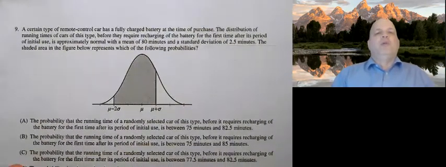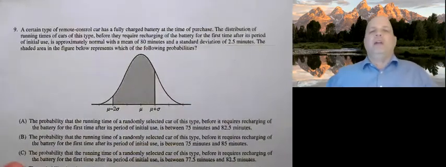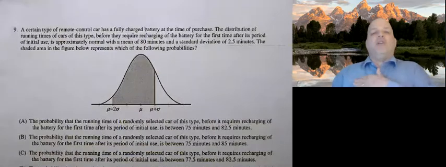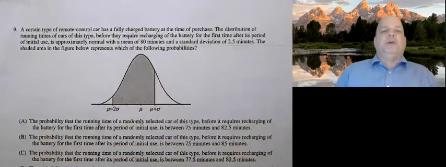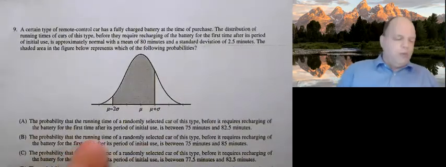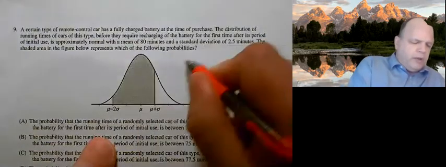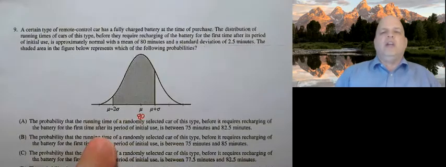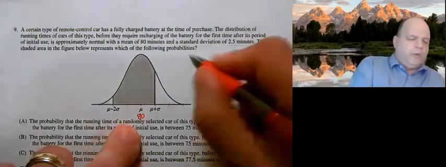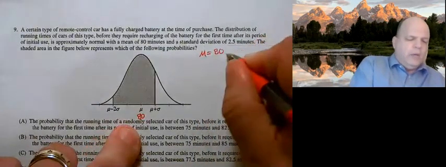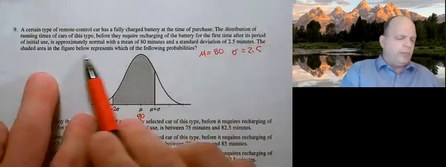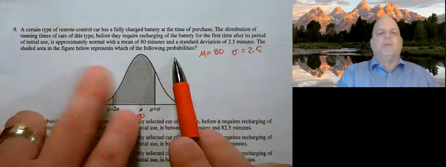A certain type of remote control car has a fully charged battery at the time of purchase. The distribution of run times of this type of car before requiring recharging of the battery for the first time after its period of initial use is approximately normal with a mean of 80 minutes. So we're centered at 80 with a standard deviation of 2.5. So we have mu equal 80, and a standard deviation of 2.5. The shaded area in the figure below represents which of the following probabilities?